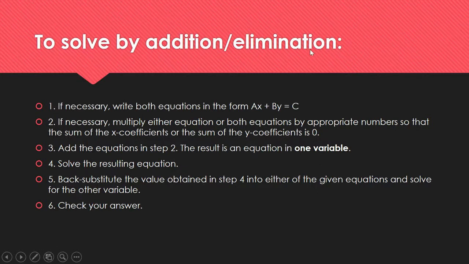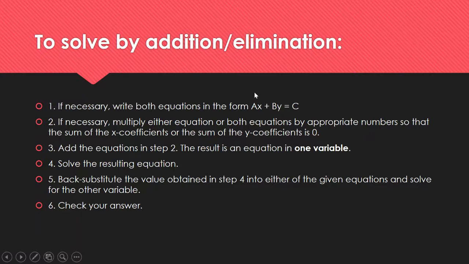Substitution's only one way we can solve, though. The other way to solve is called addition, or sometimes it's called elimination. The book that we use uses addition, and so on my math lab, they're going to say, like, solve by addition. So step 1 is to write both equations in the form of ax plus by equals c. Sometimes you won't have to do that. It'll already be done for you.